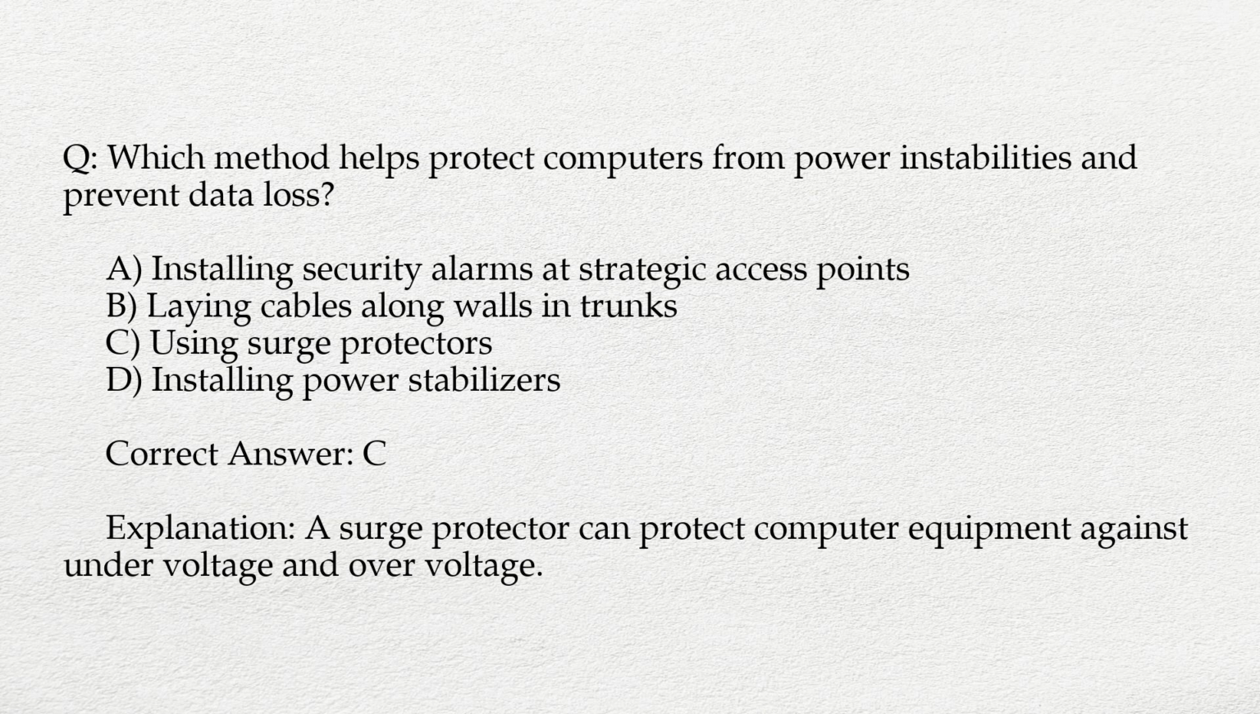Q. Which method helps protect computers from power instabilities and prevent data loss? A. Installing security alarms at strategic access points. B. Laying cables along walls and trunks. C. Using surge protectors. D. Installing power stabilizers. Correct answer, C. Explanation. A surge protector can protect computer equipment against undervoltage and overvoltage.